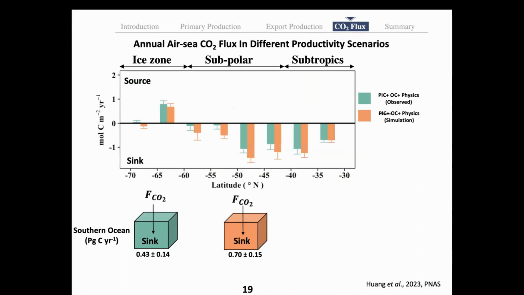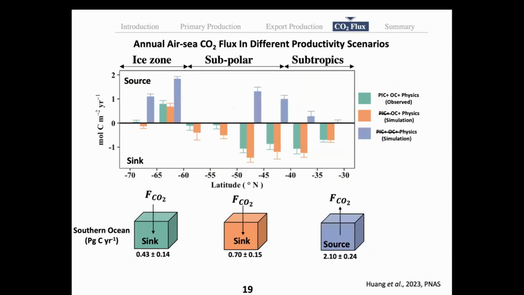If I remove the PIC production, we can see that the acid CO2 flux will increase from 0.4 to 0.7. If we further remove the organic carbon, the Southern Ocean will dramatically shift from a CO2 sink to a source, leaving about 2.1 petagrams of carbon to the atmosphere.